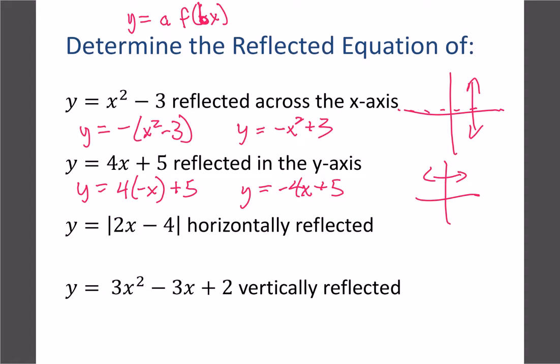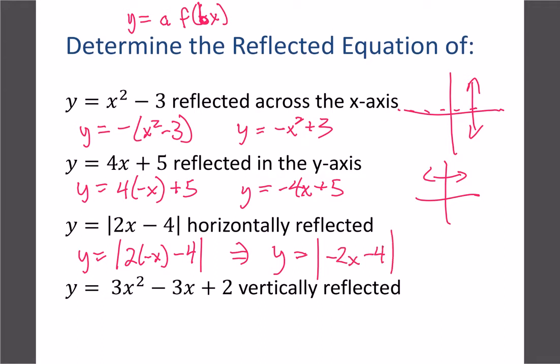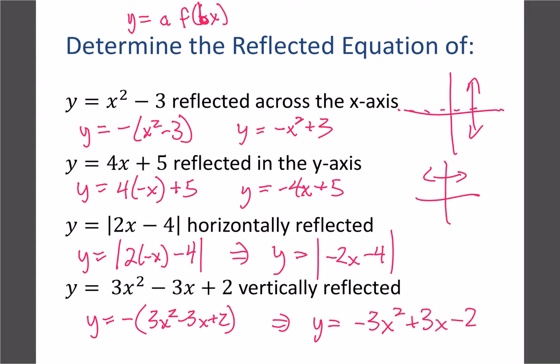Okay, 2 more. This next one is horizontal, so we put a negative where the x is, so just put the negative in the brackets, and then we can simplify that to become absolute value of minus 2x minus 4. And you don't need to change anything else. On our last one, you can see it's vertical, so let's just put a negative out front of everything. So that one would change to negative 3x squared plus 3x minus 2. And that's it.